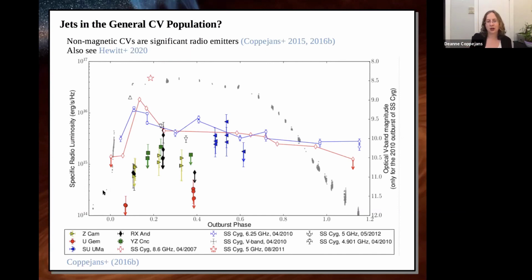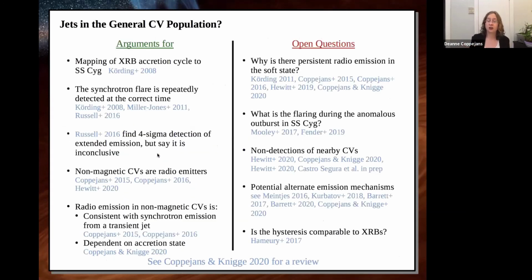So here we show the optical light curve in gray, with the radio light curves of SS Cygni in open points, and the closed points show a bunch of other CVs in outburst. And we don't see this corresponding flare in any of these systems, but unfortunately the timing was not enough to rule it out. So I've just discussed the arguments for jet launching in CVs, but there are also a bunch of open questions about this interpretation.